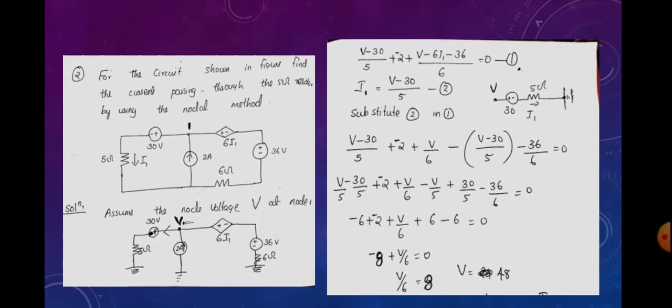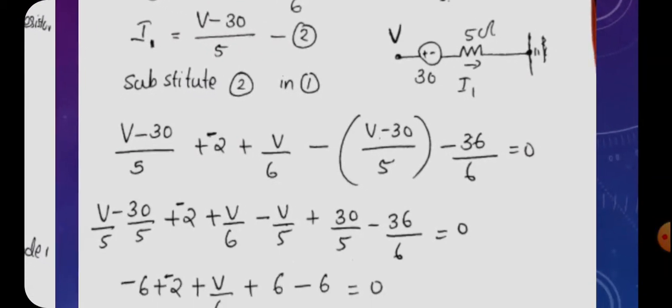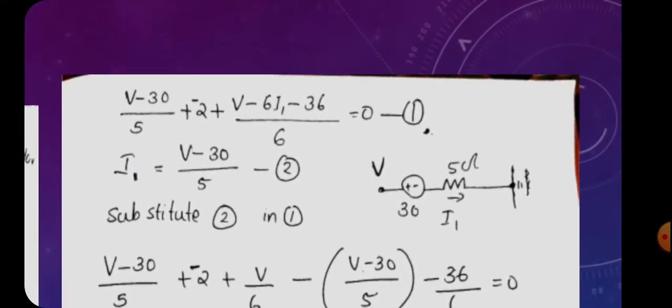Consider the branch containing the 30 volt source and the 5 ohm resistor. I have drawn that branch here, and we can redraw that branch like this. So we can write an equation for I1 from this branch. We know that I1 flows through the 5 ohm resistor.